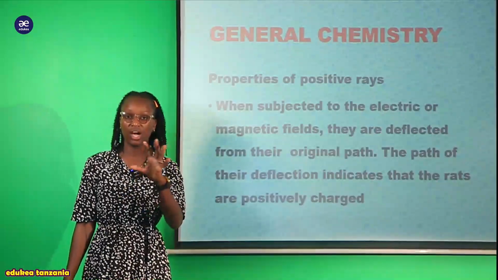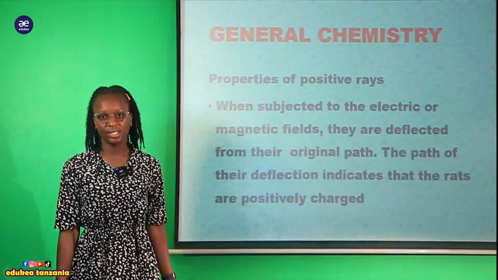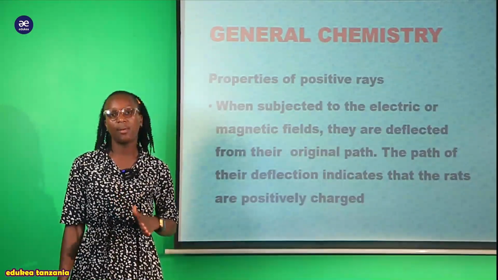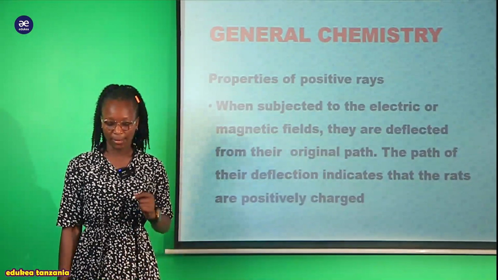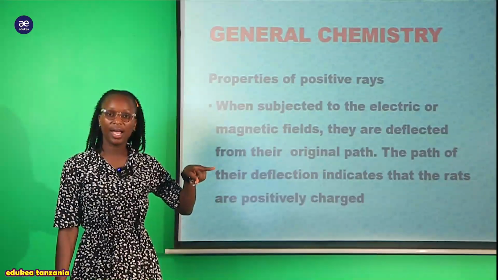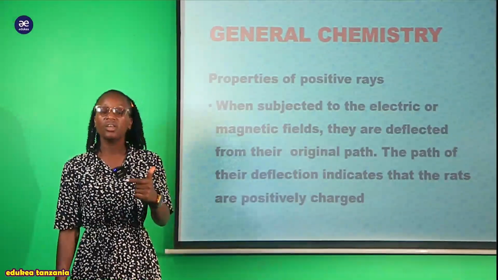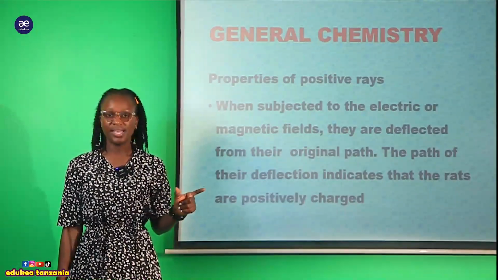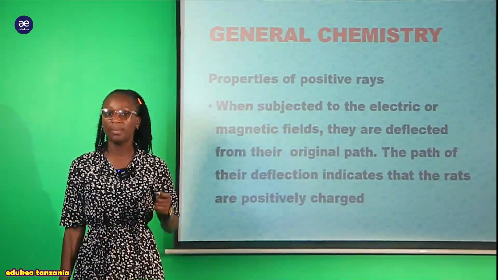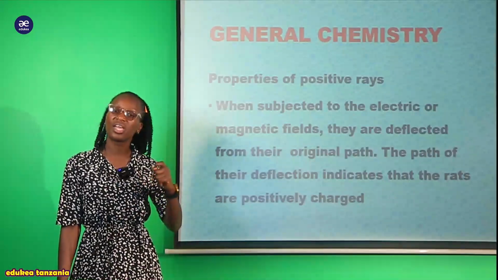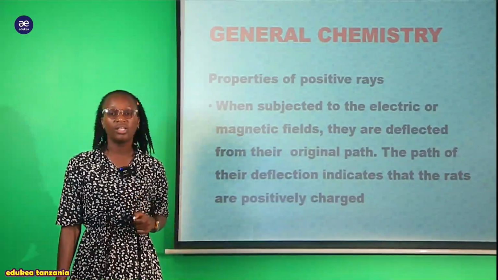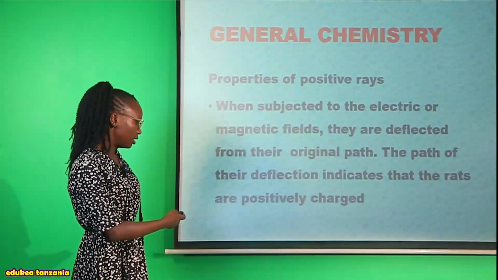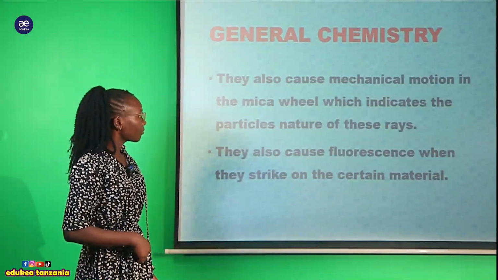Kwa hiyo ile deflection from their original path, it indicates that the ray is positively charged, kwa sababu ya ile deflection inayotokea. Na kule kwa cathode ilikuwa ni tofauti, zilikuwa zinakuwa deflected toward the positive plate, lakini huku unaona kidogo ni tofauti, kwamba zenyewe zinapokuwa exposed to the electric field or magnetic field, deflection inatokea from their original path. Kwa hiyo hii ikaonekana these are positively charged, or we can say positive rays.